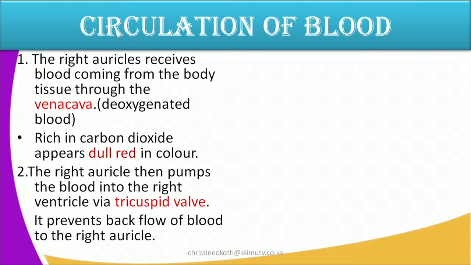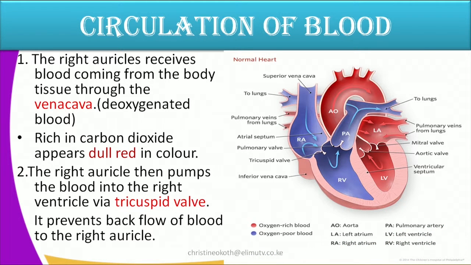So today we're going to talk about the circulation, how the blood circulates within the structure of the heart. Where does it start? It starts from the right auricle. The right auricle receives blood which is coming from the body tissues through the vena cava. The part which is shaded blue is where we have the superior vena cava. Then we have the right auricle receiving blood. Remember, this blood is deoxygenated, so it is very rich in carbon dioxide. Therefore, it appears to be dull red in color.